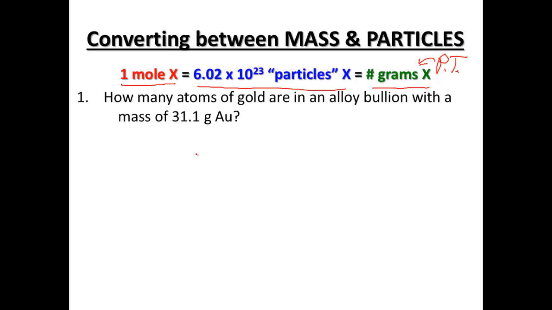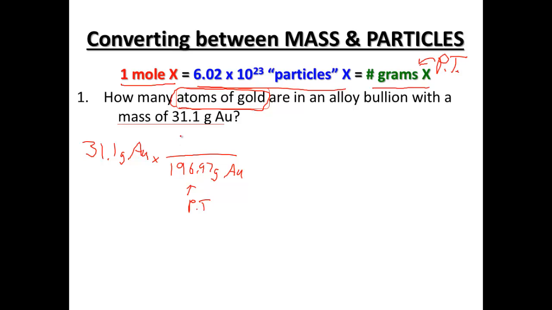So our first problem, how many atoms of gold are in an alloy bullion that weighs 31.1 grams? That's a gold brick. So our first step to analyze, we're trying to find the number of atoms, and we're given that we have 31.1 grams of Au. So we need to first go grams to moles. So on the periodic table, 196.97 grams of Au, that's from the PT, equals 1 mole of Au.